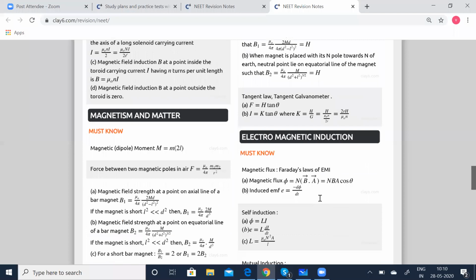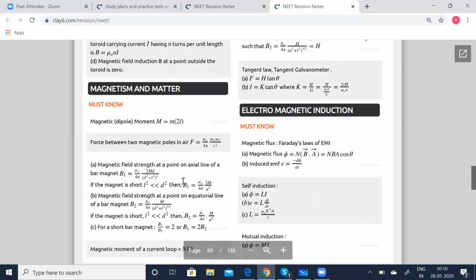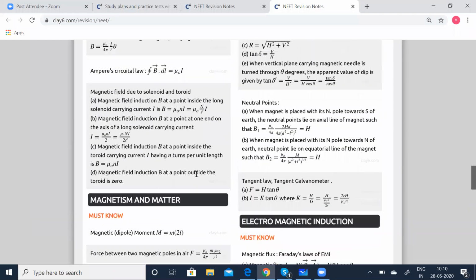We saw this earlier, remember? Along the axial line. The same thing can be applied here also, where you consider the Earth's horizontal component as H. This is very much analogous to the axial and equatorial positions which we learned earlier. That can be applied here also for the neutral points.